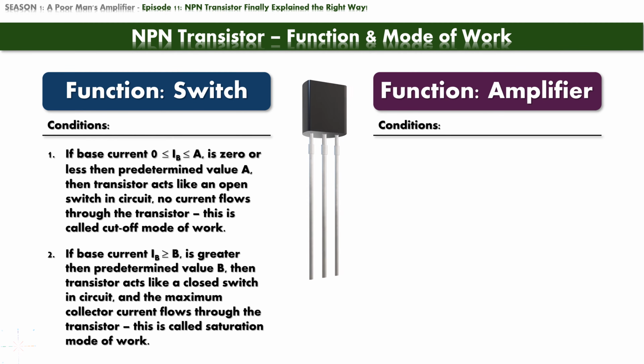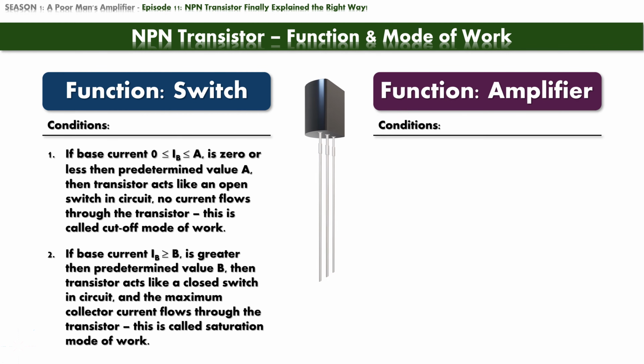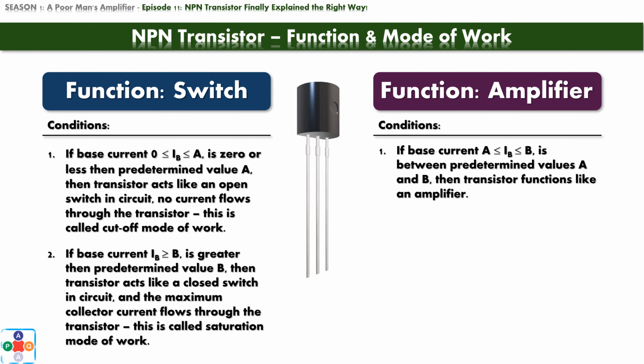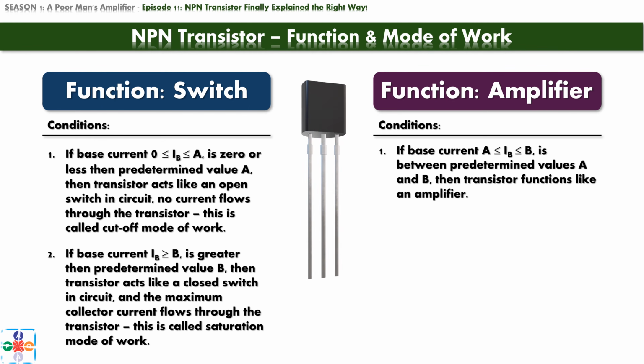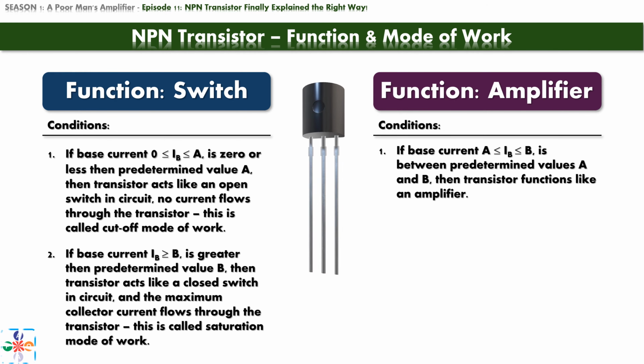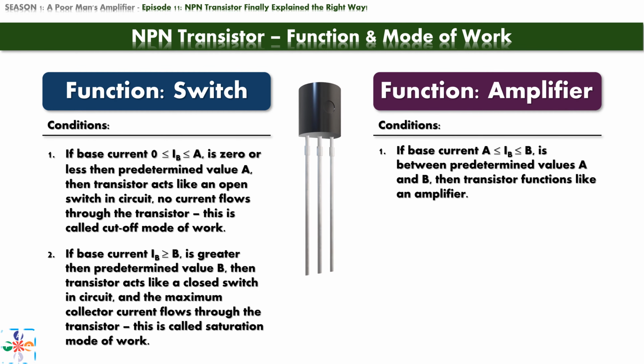In this scenario, the current running through the collector is limited only by the collector current limiting resistor. If the base current is between values A and B, then the transistor functions like an amplifier. But what does the transistor amplify? Good question. If we want to use the transistor as an amplifier, we also need to provide an AC signal for the transistor to amplify. Now, there are two scenarios.